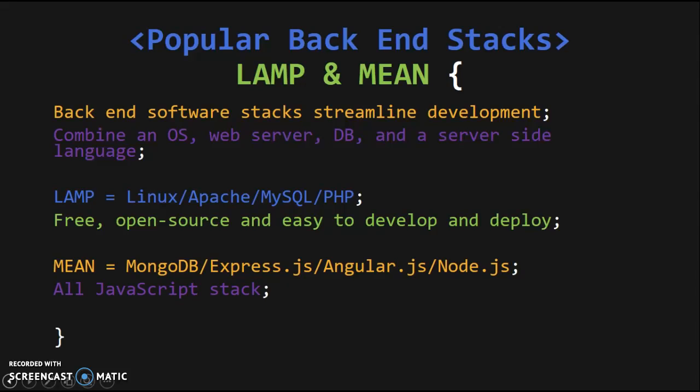MEAN allows for front-end and back-end developers to better communicate. This is because there's a single language to learn and use. It also uses JSON for data transfer.